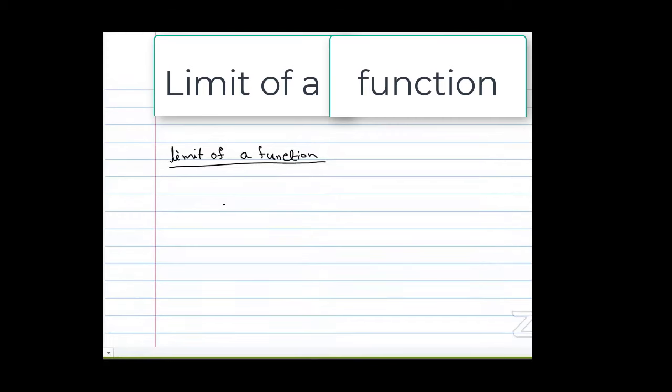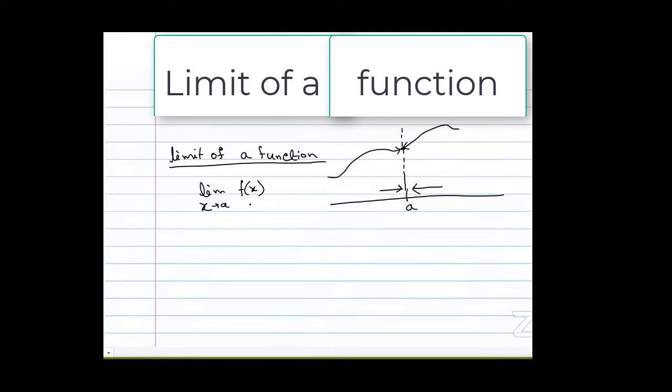The limit of a function is basically denoted by x tending to a. Suppose on the number line, a lies here, and this is our function. When you are approaching towards a from both the sides, if the functional value approaches the same point, then we say that the limit of that function exists, and that point is the limit of this function as x tends to a.